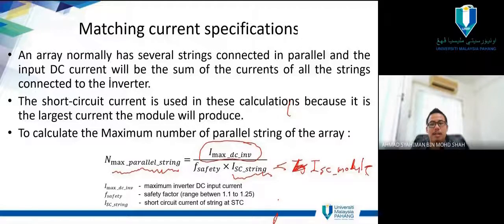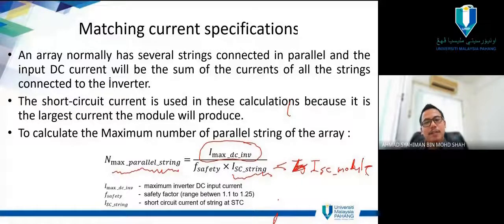Logik lah kan? ISC modul tu is the same with the ISC string because the modules are connected in series. For example, we have 5 modules connected in series. All current is the same. Okay, all current must be the same. Cannot differ. Okay, everything is the same.